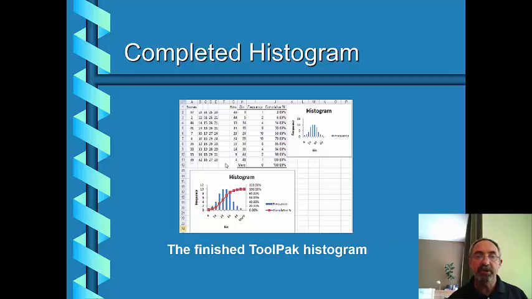So when we run it, you can see where we have our bin set up, 49, 44, 39, 34, all the way down to 9 and 4. And then we have our bin and the frequency and all the way down to our cumulative percentages.